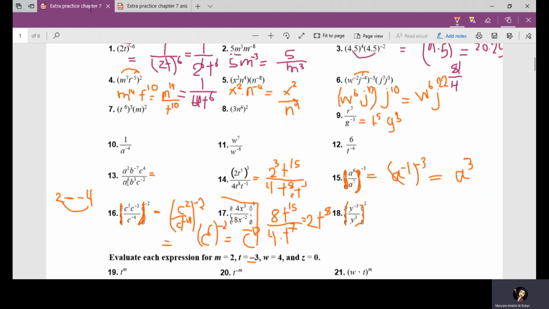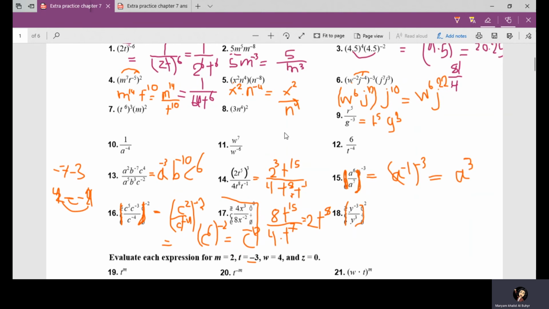So A, here, I have the same bases, so I can subtract the powers because I have division between them. So 2 minus 5 will be minus 3. B, minus 7 minus 3, keep in your mind, minus 7 minus 3 will be minus 10. C, 4 minus minus 2, from the rule, minus minus will be plus, so it will be 6.